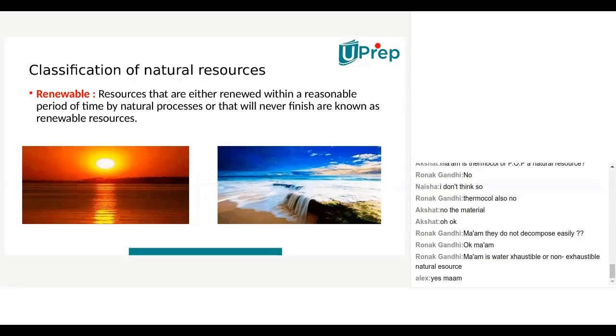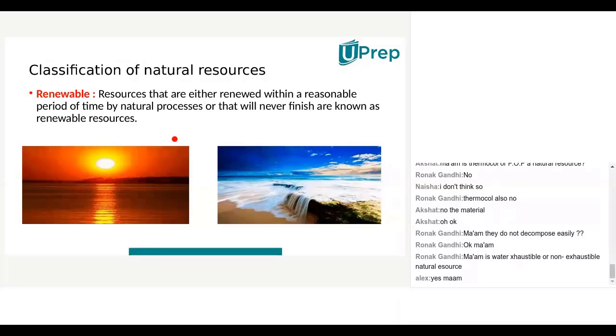So these natural resources can be classified on the basis of the resources we have taken. First one, renewable natural resources. Resources that are either renewed within a reasonable period of time by natural process or that will never finish are known as renewable natural resources. For renewable natural resources, there is no chance of ending.